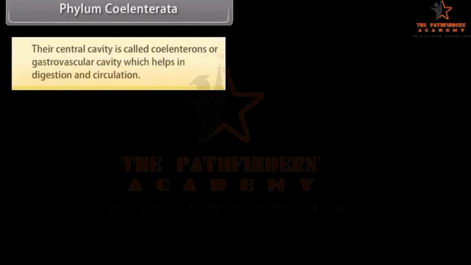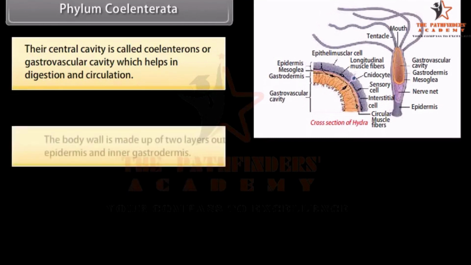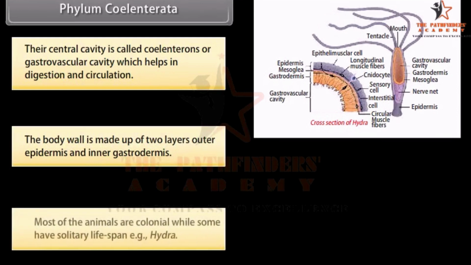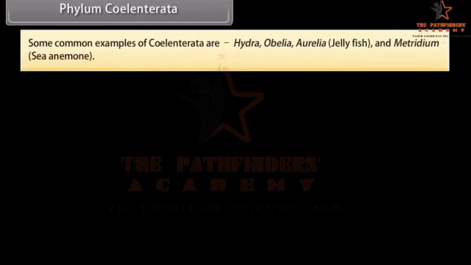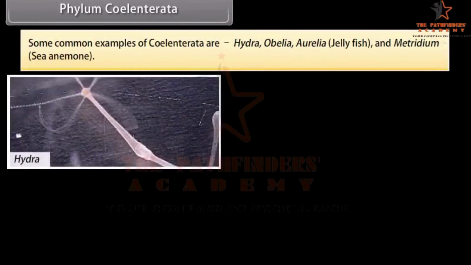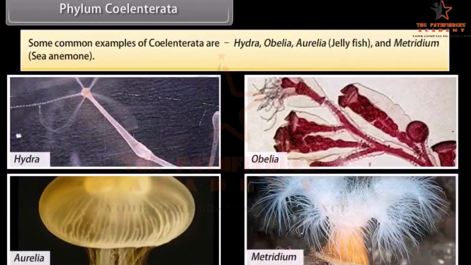Their central cavity is called coelenteron or gastrovascular cavity, which helps in digestion and circulation. The body wall is made up of two layers, outer epidermis and inner gastrodermis. Most of the animals are colonial, while some have a solitary lifespan, that is, hydra. Some common examples of coelentrata are hydra, obelia, aurelia, jellyfish, and metridium, sea anemone.